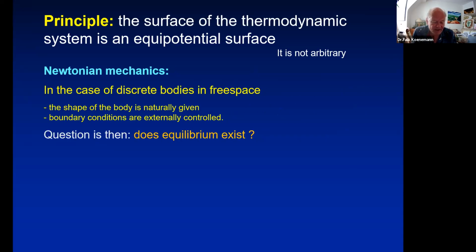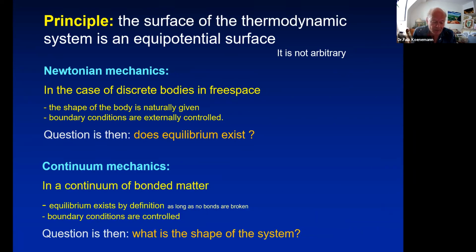In Newtonian mechanics, we need the chief boundary conditions, which are body shape and force configuration. We can then determine if equilibrium exists. Inside a bonded solid, we can turn the question upside down. We have equilibrium and the force configuration. The shape of the thermodynamic system can then be calculated.